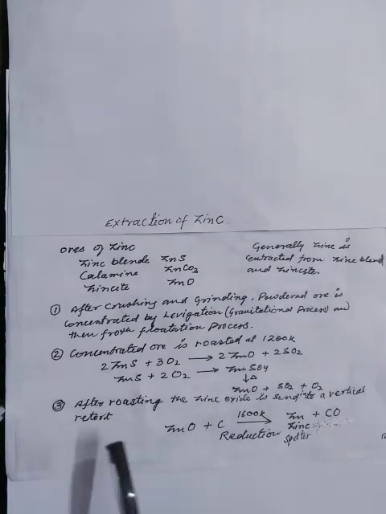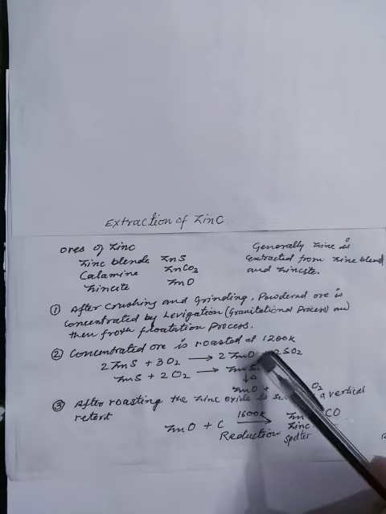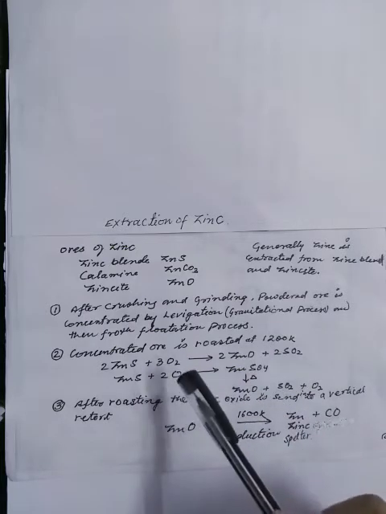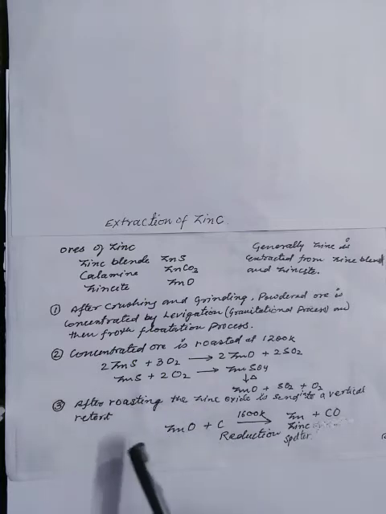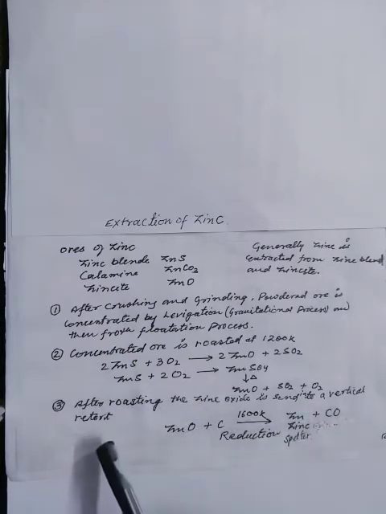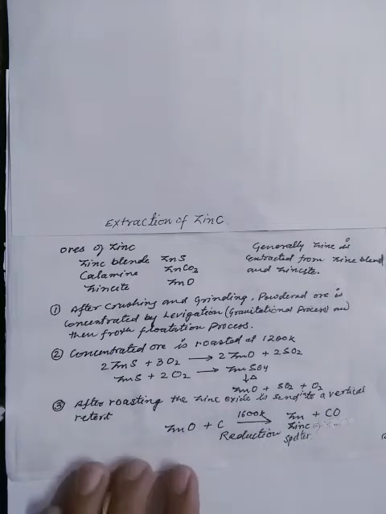Now the next process. After roasting we got zinc oxide, ZnO. Why are we calling it roasting here? Because the ore is heated in excess of oxygen. After roasting, the zinc oxide is sent into a vertical retort. In the vertical retort, the main reduction takes place. Here, what is the reducing agent? The reducing agent is coke.